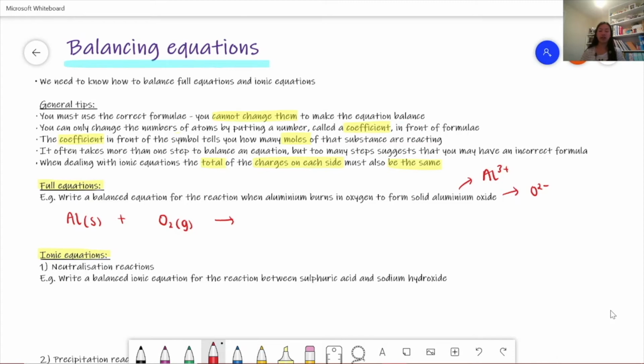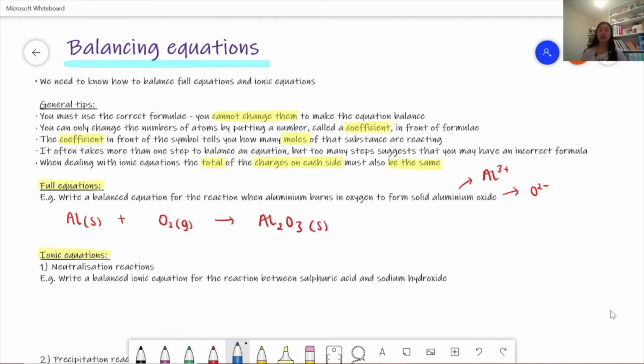They have electrostatic attraction. And so to get the charges to equal each other, because aluminium oxide is a neutral compound, we need 2 of the aluminium ions and 3 of the oxygen ions. So we have Al2O3, because we need 2 of the aluminium 3+ and 3 of the O2-, and this will be a solid. So now we actually look at how to balance this.